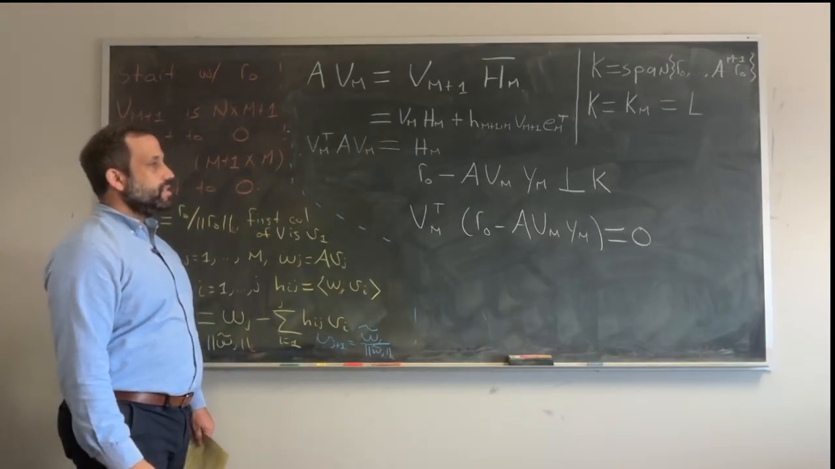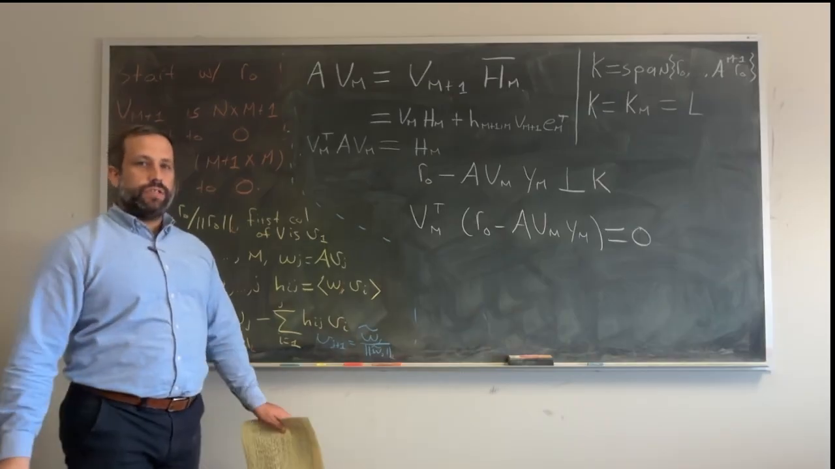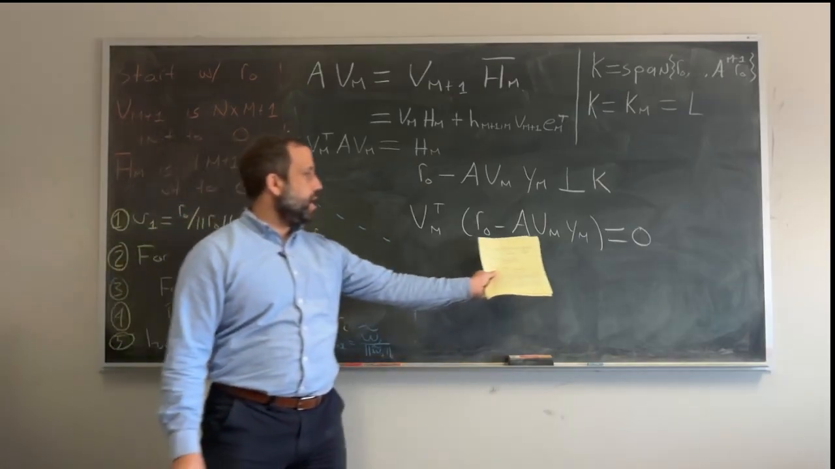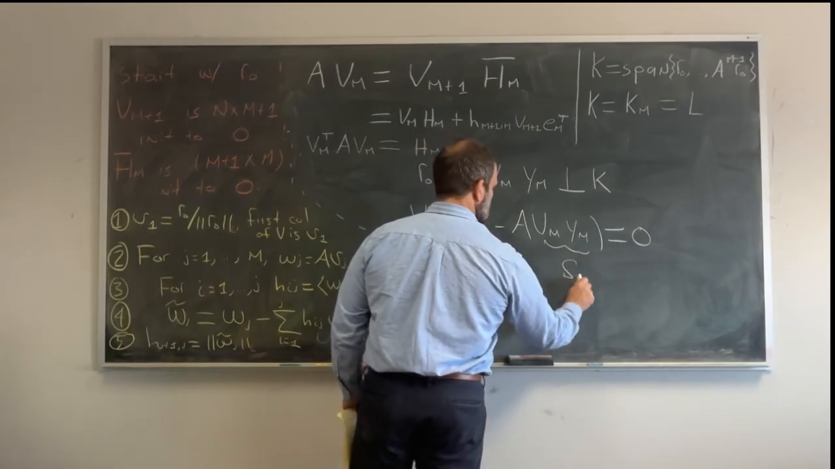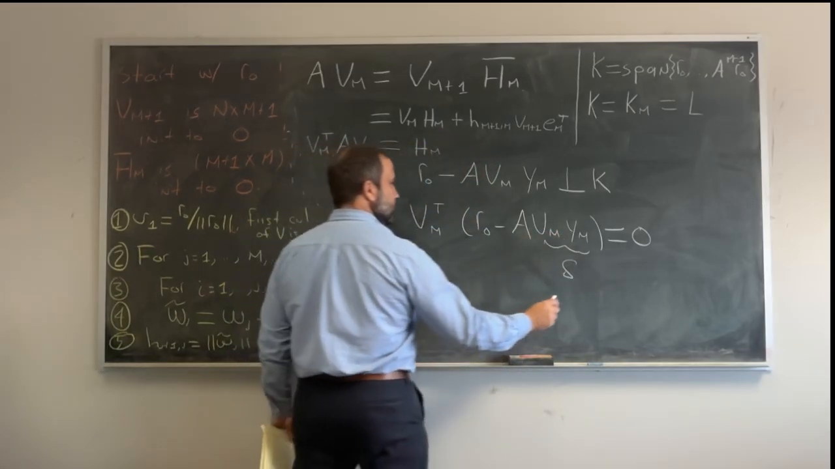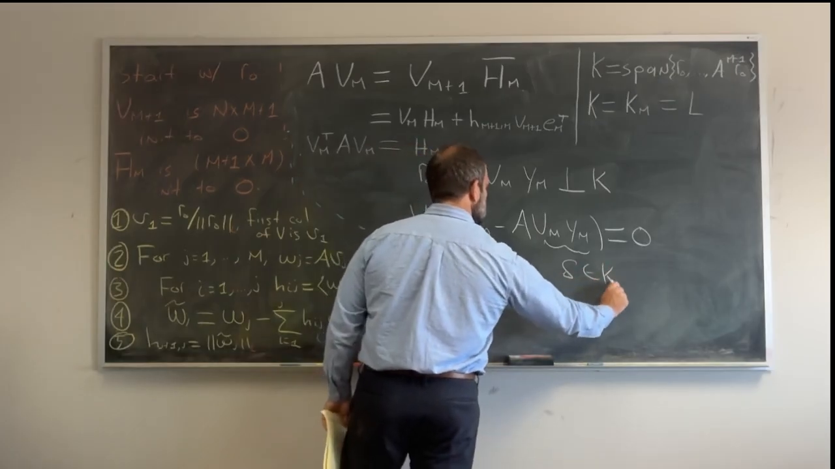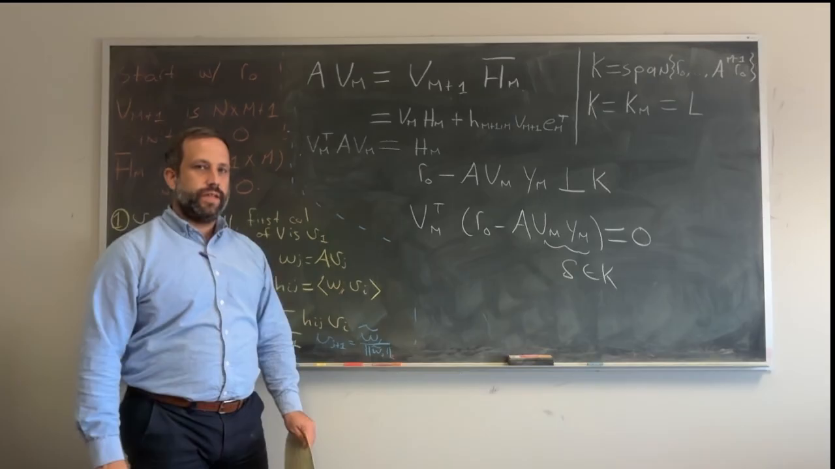Okay, and now this one equation encapsulates everything that I want. I want delta to be in K, so Vm Ym, that's my delta. This is delta, and it's a linear combination of the columns of Vm, which form a basis for K. So we see that this is in the space K, and I want this difference to be orthogonal to K.